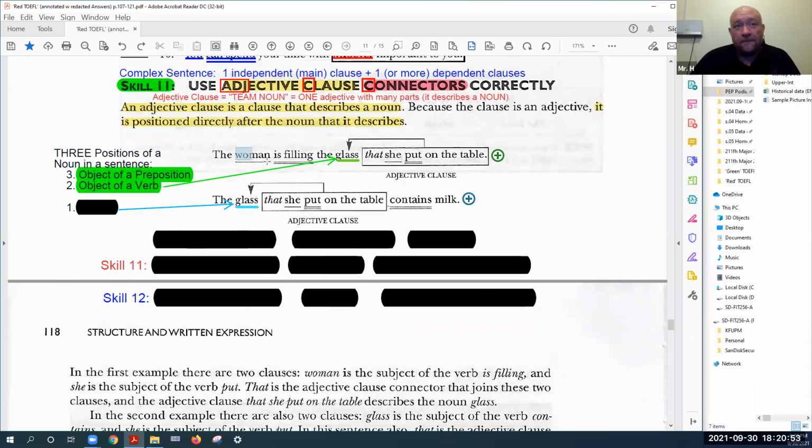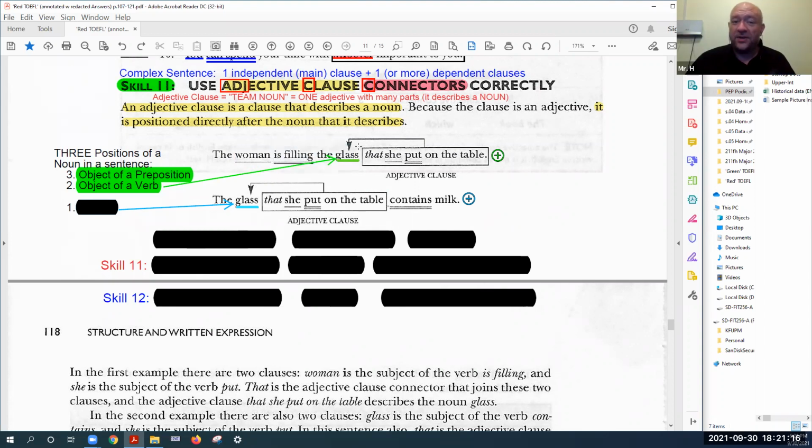What do you see here? The woman, subject. Yeah. First subject, right? Yes. And then the first verb is filling. And then the glass is the object, right? It's the object of what? Of the verb. That is correct.